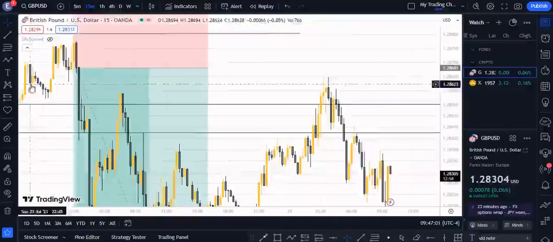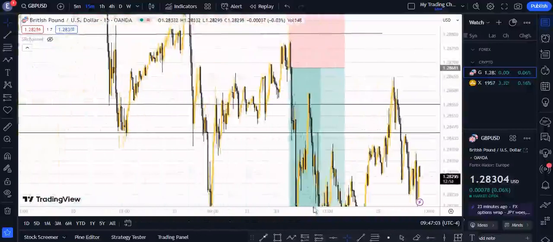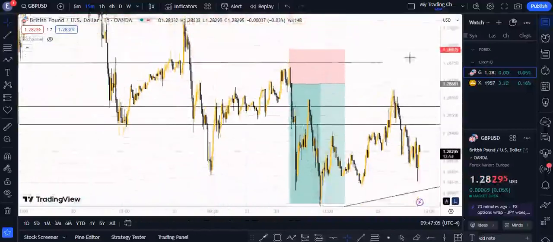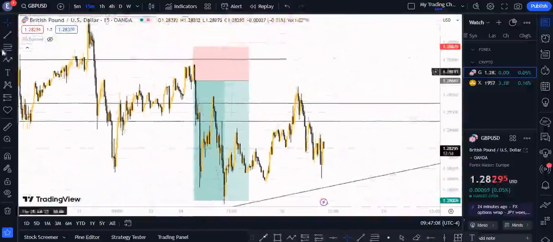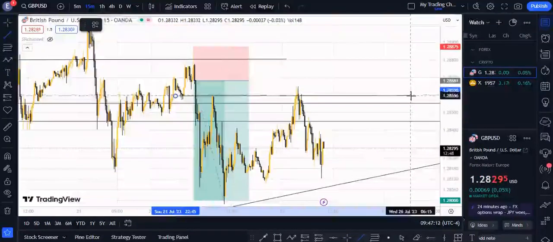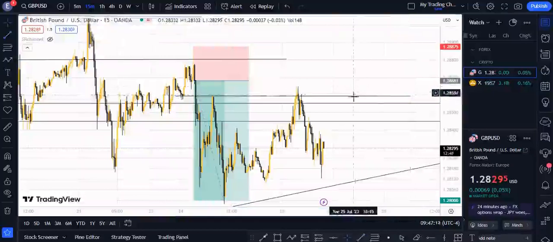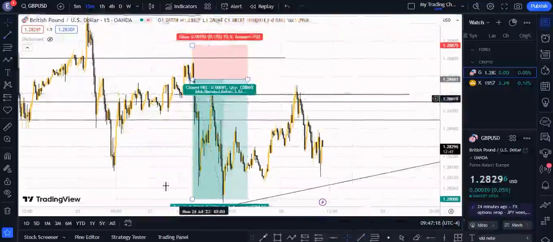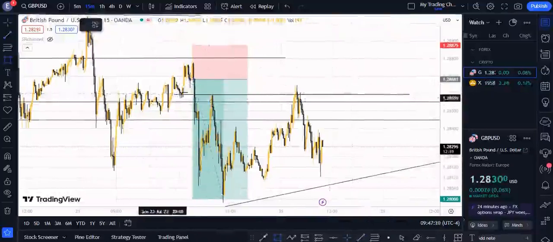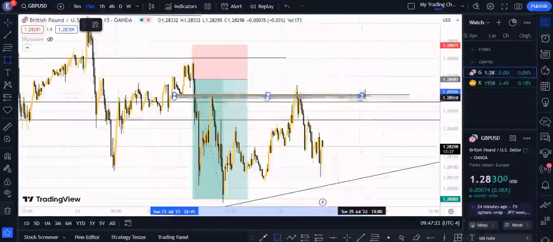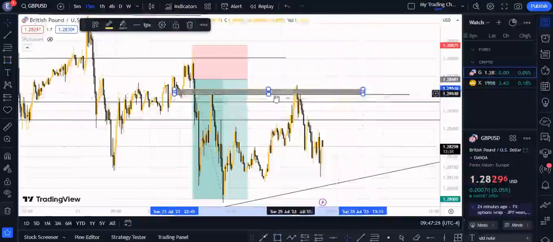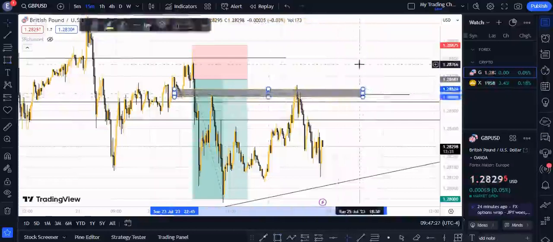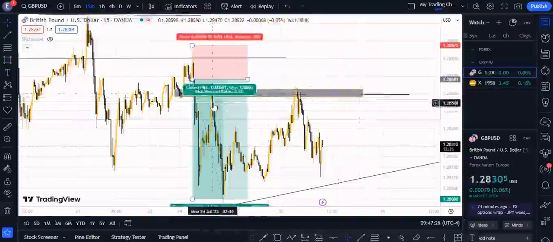Now you can see something right here. This is the highest the market goes before it shoots to the downside. I've already drawn this out, but it didn't save. So this is the highest the market makes before it shoots to the downside.